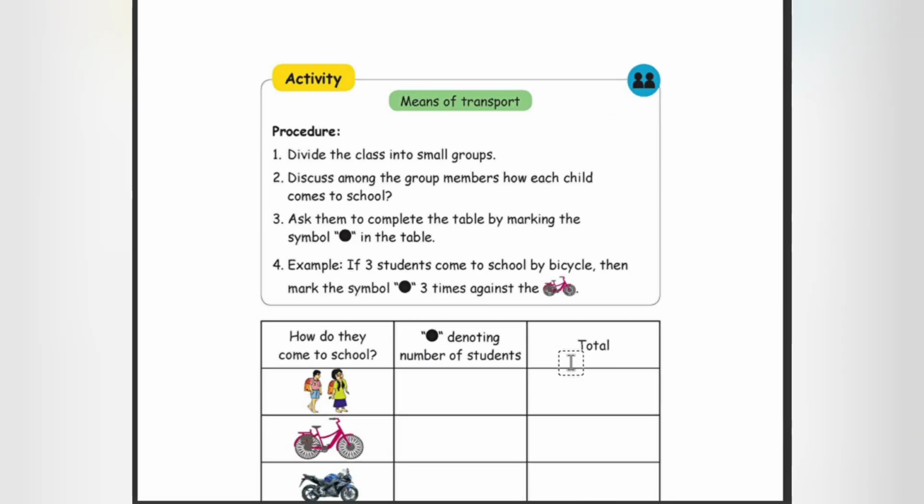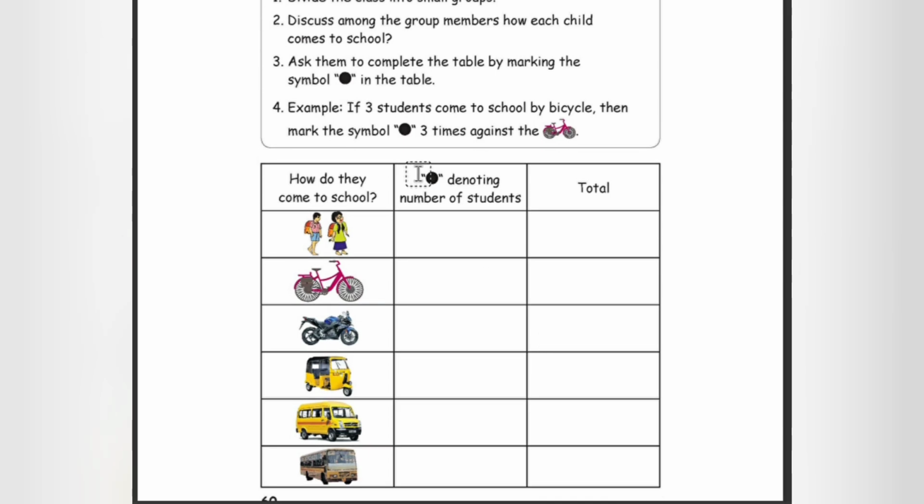Divide the class into small groups. Discuss among the group members how the child comes to school, that is whether she is coming by bus or walking or auto rickshaw, by any means. Ask them to complete the table by marking the symbol circle. 3 students come to school by bicycle, so mark the symbol circle 3 times against the bicycle. It denotes the number of students.